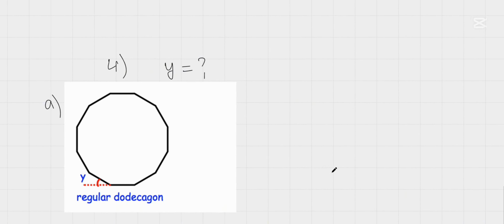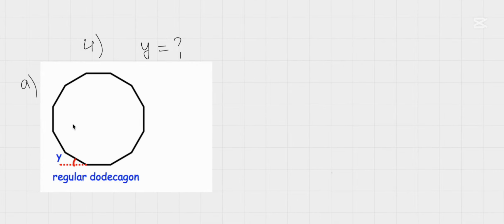Let's practice exercises about this. Okay, so here we have a regular dodecagon, and dodecagon means we have 12 sides. You can even count the number of sides. You will see we have 12 sides. And again, we have a regular shape, which means all sides are equal, all angles are equal. And it asks for the exterior angle, because you see the side of the dodecagon is extended and an exterior angle is formed. So you should find one of its exterior angles.